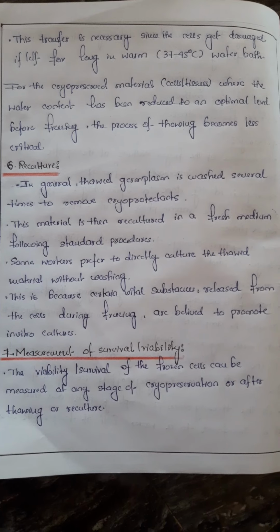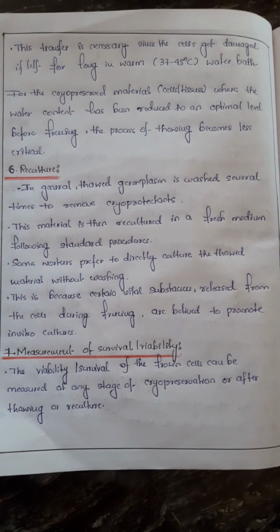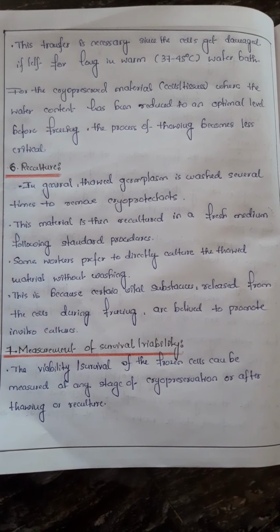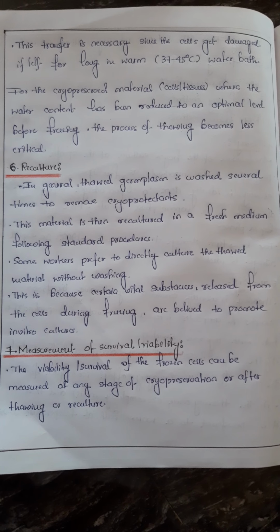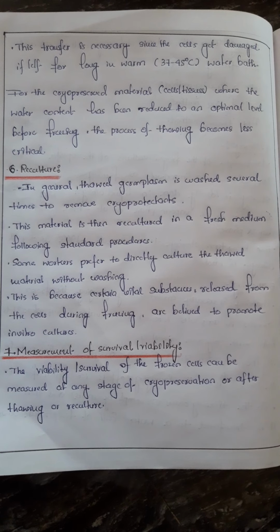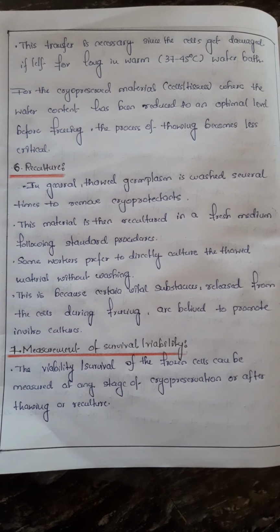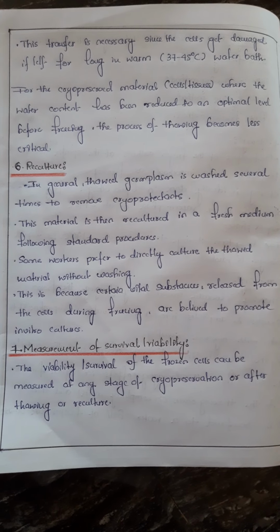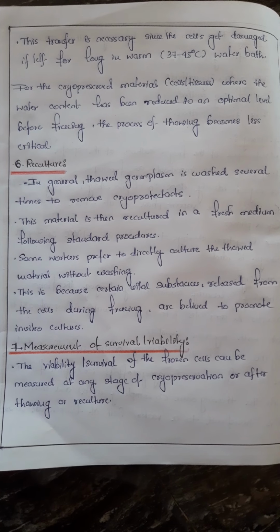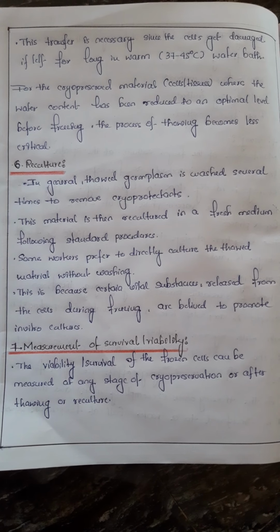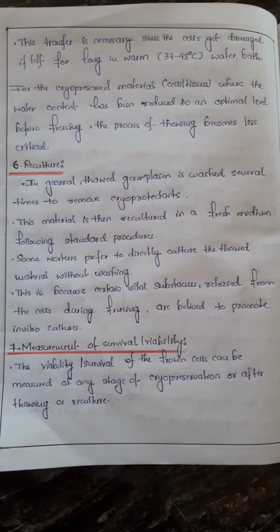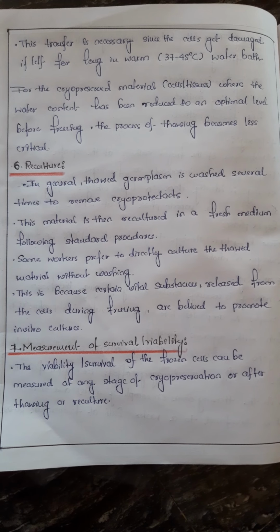This transfer is necessary since the cells get damaged if cells are left for long in warm water bath at 37 to 45 degrees Celsius. For cryopreserved material, cells or tissues where the water content has been reduced to an optimal level before freezing, the process of thawing becomes less critical.